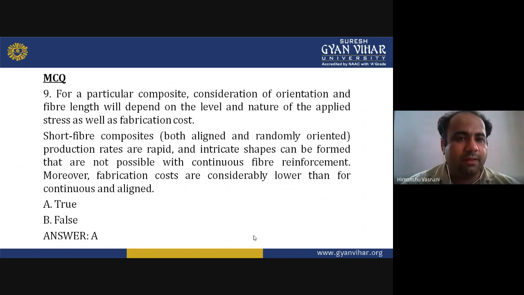Here is the answer. For a particular composite, consideration of orientation and fiber length will depend on the level and nature of the applied stresses as well as the fabrication cost. Okay, so this is well explained. So I think it's true. Here is the answer.